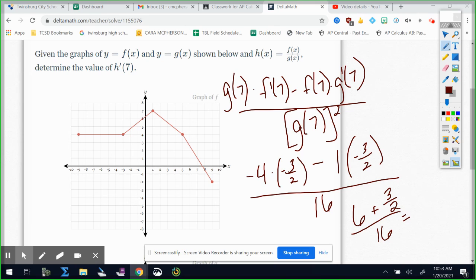So I'm going to write that as 12 halves plus 3 halves is 15 halves, divided by 16, which would be the same as multiplying by 1/16. So I'm going to get 15 over 32. If you would like to grab a calculator to help you with your arithmetic, you definitely can. That's what I say.